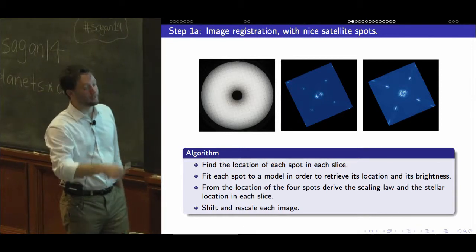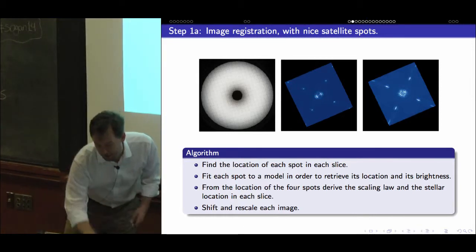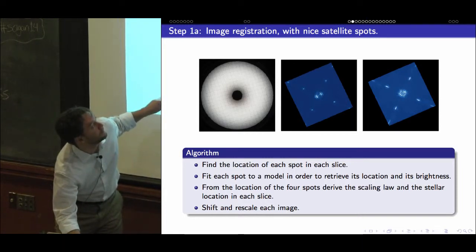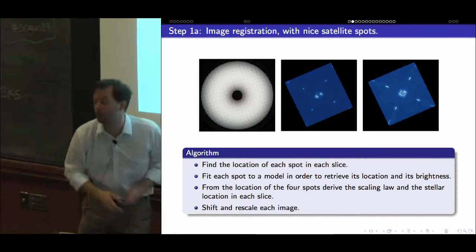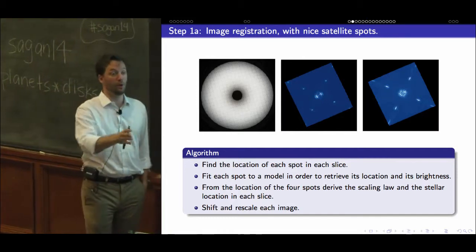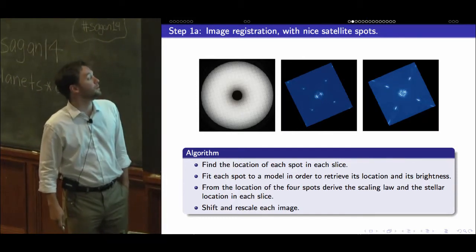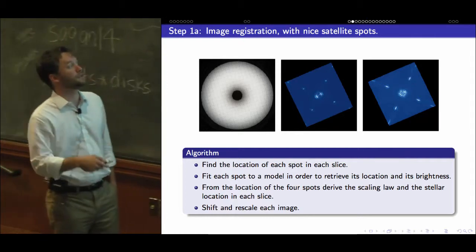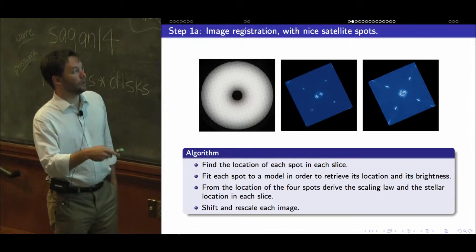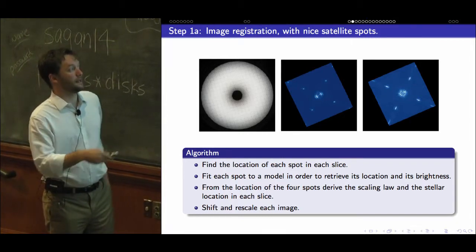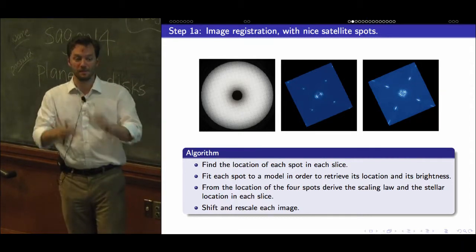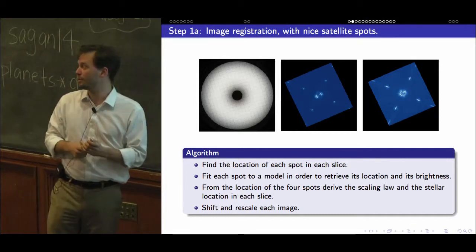And not only that, but by measuring their separation, you can get an empirical measurement of this scaling law here that should go as 1 over lambda, but does not always go as 1 over the wavelength. You might have some errors in your wavelength solution or some dispersion that you don't want in your instrument. So that's what I'm saying here. Find the location of each spot, fit each spot to a model, derive the scaling law and the location of the star in each slice, and then you shift and rescale all images, and you're ready for your PSF subtraction. And here everything has been well aligned, so you're going to be able to do your astrometry precisely.